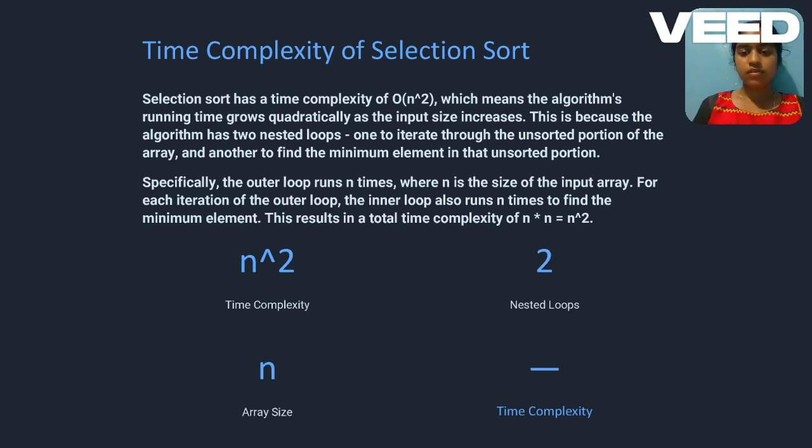Specifically, the outer loop runs n times, where n is the size of the input array. For each iteration of the outer loop, the inner loop also runs n times to find the minimum element. This results in a total time of n star n, which is equal to n power 2. N power 2 is the time complexity and the array size is denoted by n.